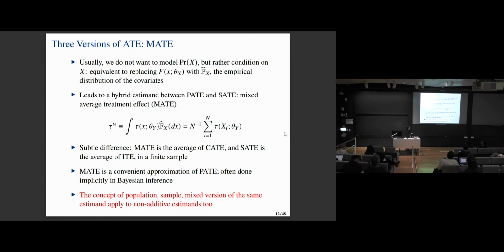We just condition on X, and then we still have a parameter. As far as I can see, in most Bayesian causal inference, this is actually the estimand they are using. They just didn't even realize they were doing this conditioning. But again, that's a technicality, a very subtle difference, and in practice it doesn't matter too much. Conceptually, it's important to know what we are getting at. So MATE is just a convenient approximation of PATE, mostly done implicitly in Bayesian inference. The concept of a population-sample mixed version of the same estimand also applies to non-additive estimands. So this is a general concept, not just for ATE.